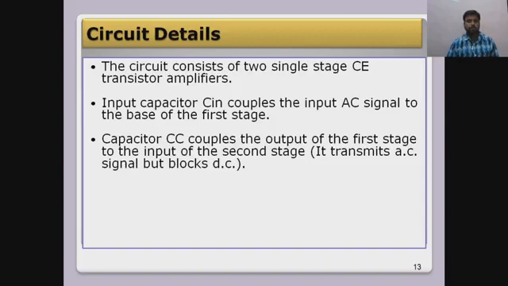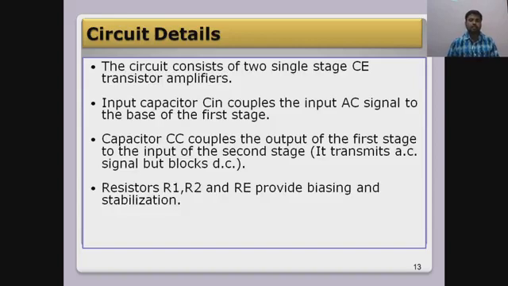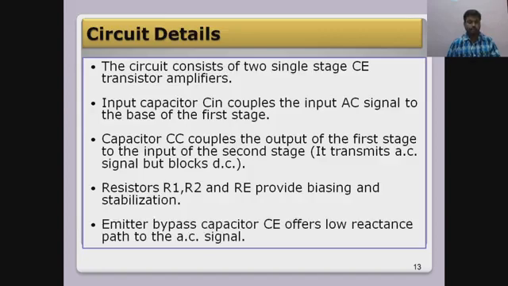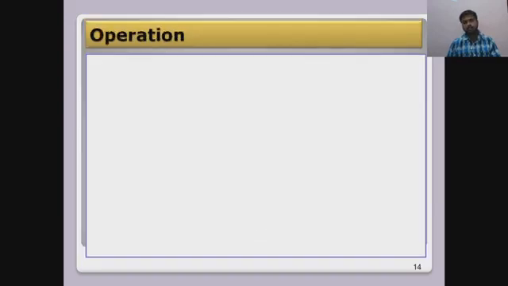So it transmits only the AC signal but blocks the DC signal. Why is the coupling capacitor needed? This is for DC isolation between stage 1 and stage 2. The resistors R1, R2 and RE provide the self bias stabilization. RE is for temperature stabilization. And CE, the emitter bypass capacitor, offers a low reactance path to the AC signal during the temperature stabilization.